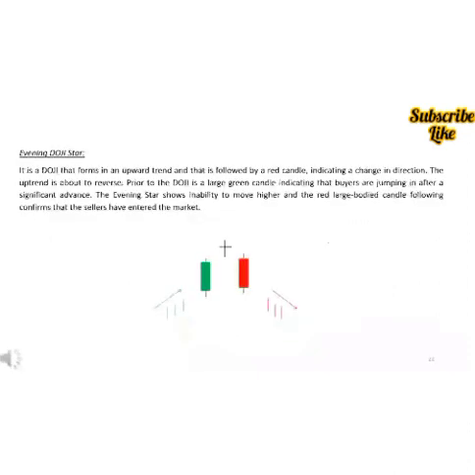Doji star. It is a doji that forms in an upward trend, and that is followed by a red candle, indicating a change in direction. The uptrend is about to reverse. Prior to the doji is a large green candle indicating that buyers are jumping in after a significant advance. The evening star shows inability to move higher, and the red large-bodied candle following confirms that the sellers have entered the market.